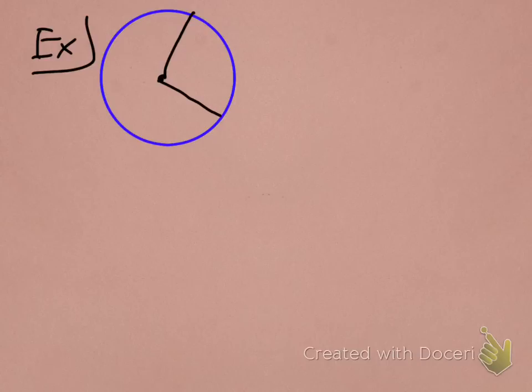If we have a circle and we know that the central angle here is 90 degrees and the radius is 12 meters, and I asked you to find the area of this sector. So find the area of that sector. Well, again, first of all, we need the area of the circle.